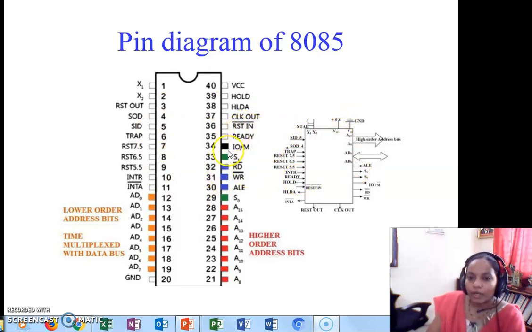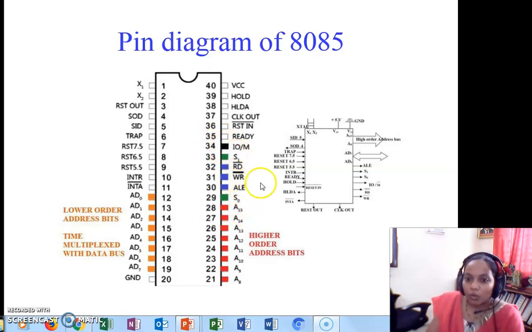Reset in pin is provided to reset this whole 8085 IC. Ready pin indicates whether the data is being accepted or not. Means when ready is 1, data will be accepted. When the ready signal is 0, the data will not be accepted. IO/M-bar pin is provided here. While we are dealing with the memory, this pin will be 0. While we are dealing with the IO ports, this pin will be 1.